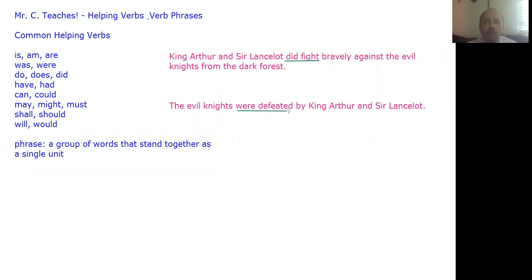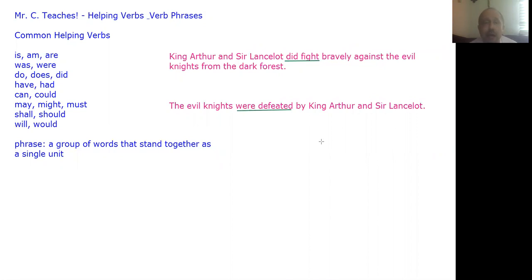Here our verb phrase is were defeated. Were is the helping verb, defeated the main verb. And that's the pattern: helping verbs first, main verb last in the verb phrase. A verb phrase can have up to three helping verbs. You're not likely to see that very often. Sentences that use three helping verbs to a verb don't pop up much, but they can.